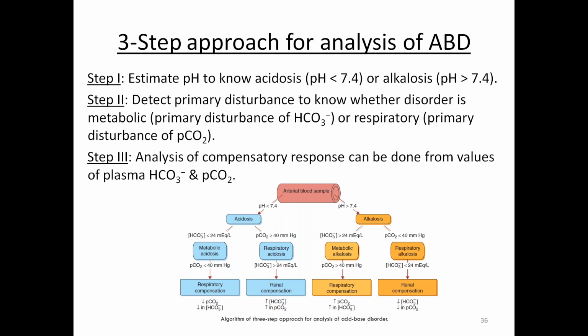Then example 3. Now if I say pH is 7.2, again we are looking at acidosis. Now if I tell you that in this case the bicarb value is 30.